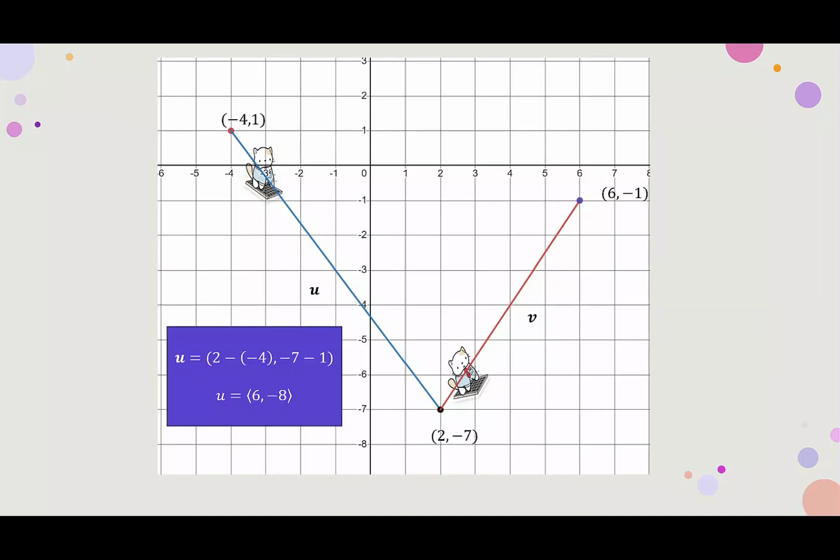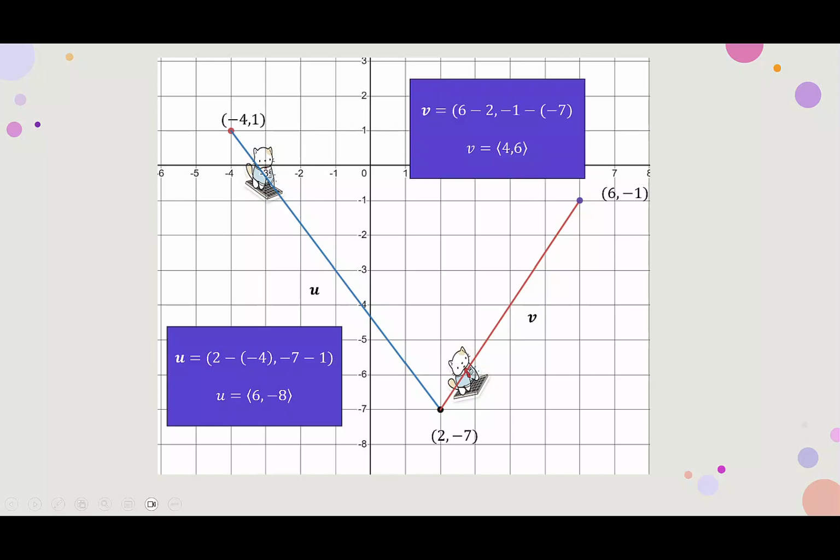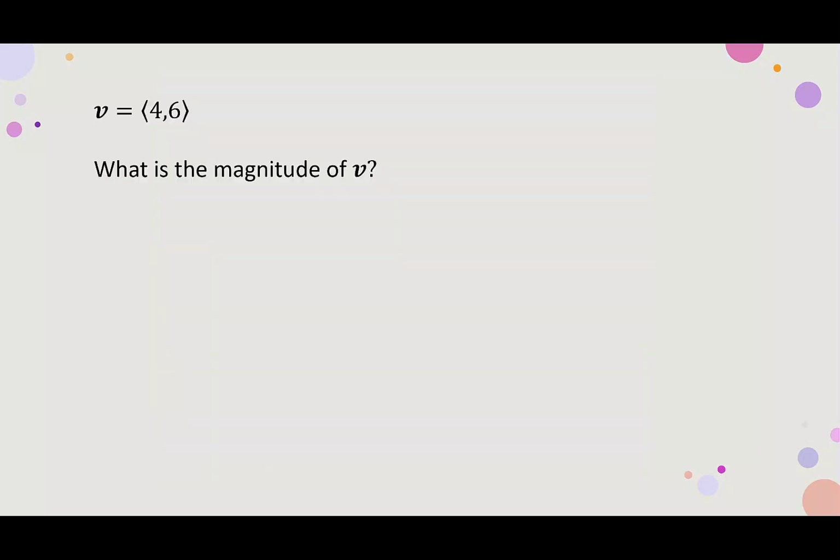Let's repeat the process for our second vector. We went from (2, -7) up to (6, -1). In standard form, our vector v is <6 minus 2, -1 minus -7>. 6 minus 2 gives us 4, -1 minus -7 gives us a positive 6. Again, once we have our vector in standard form, we're ready to find the magnitude. We'll write the magnitude of v is the square root of 4 squared plus 6 squared. That gives us the square root of 16 plus 36, which is the square root of 52.